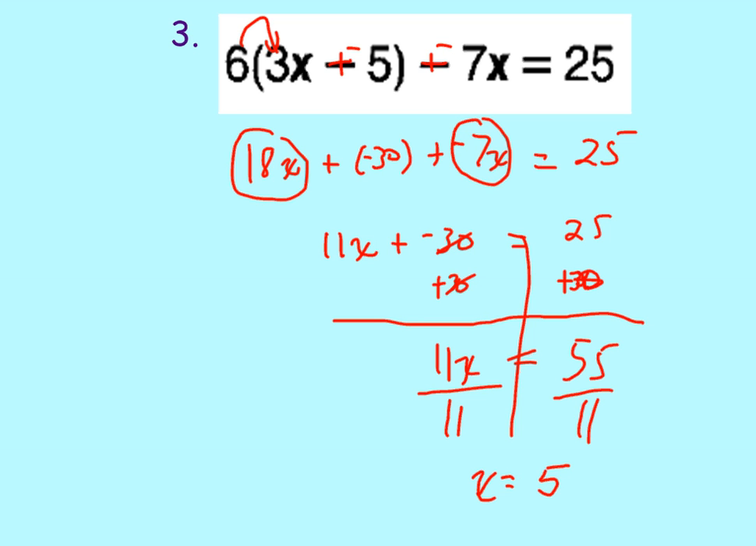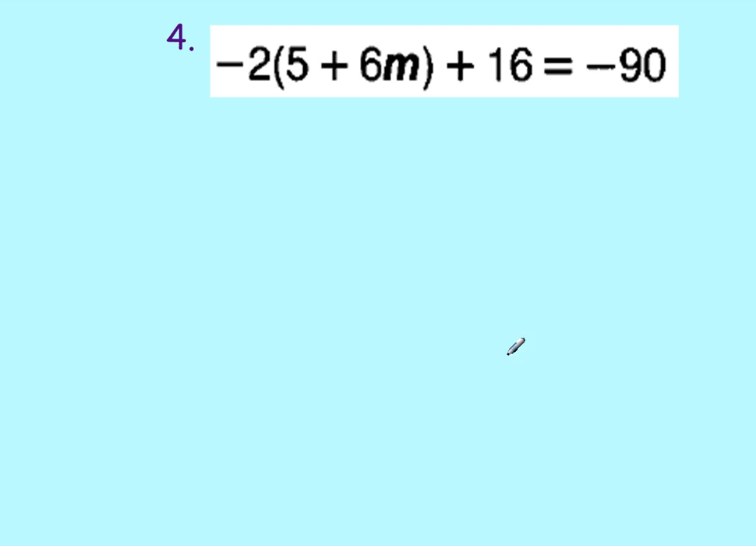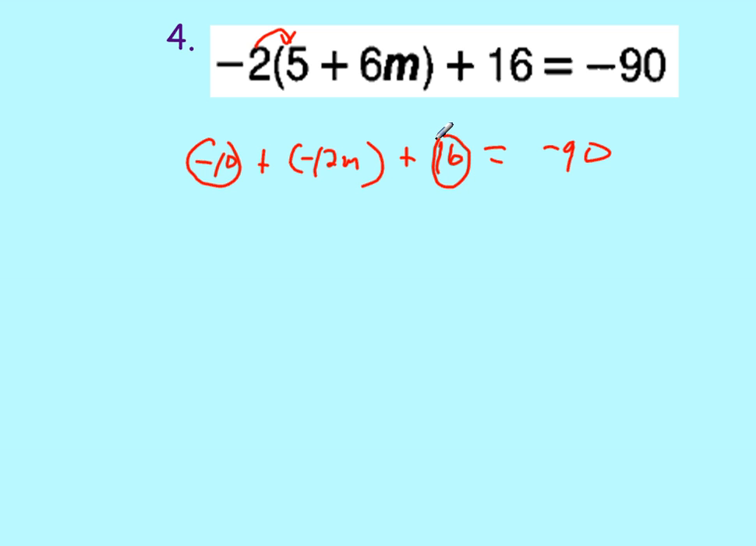Okay, and let's do the fourth problem here. Okay, we don't have to change any subtraction. We have to start distributing. That's going to give us negative 10, and that's going to give us negative 12m plus 16 equals negative 90. Look to check your terms, see if we can combine them. We can combine this term and this term here to make 6. Negative 10 plus 16 is 6.